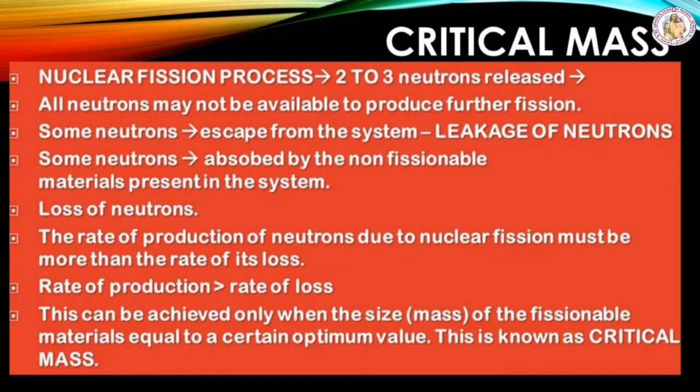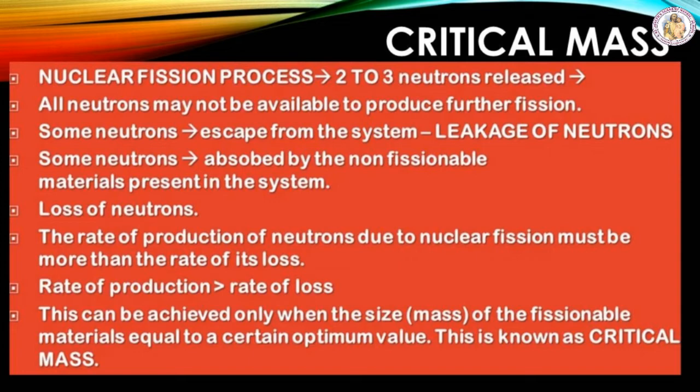Critical mass. During a nuclear fission process, about 2 to 3 neutrons are released. But all these neutrons may not be available to produce further fission. Some of them may escape from the system, which is termed leakage of neutrons, and some may be absorbed by the non-fissionable materials present in the system.